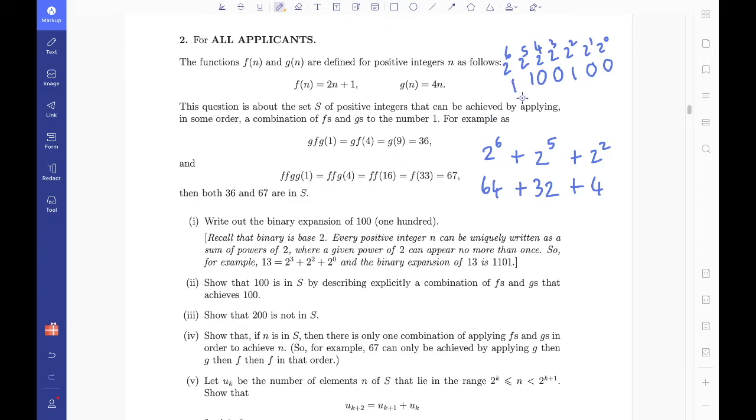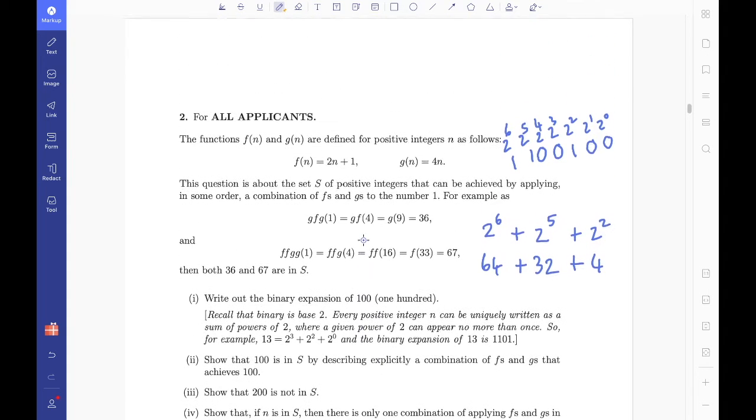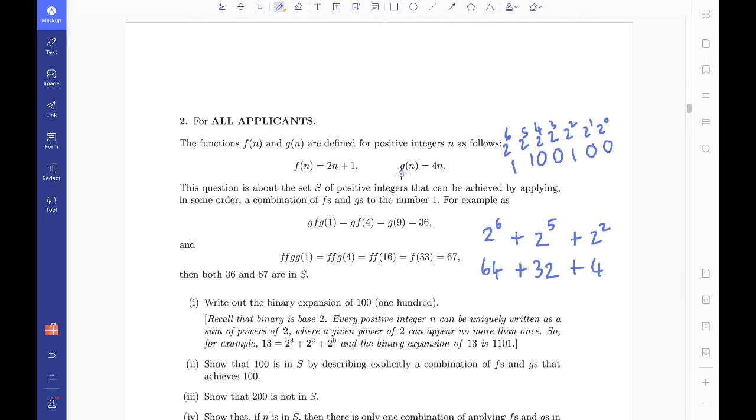Okay, so show that 100 is in S by describing explicitly a combination of f's and g's that achieves 100. So we can work backwards from 100 to get there. Because 100 is an even number, you have to have applied g on a number to get 100. And in fact, we know what that number is. It's 25. If you put in 25, 4 times 25 is 100. So we could first say that g of 25 is 100.